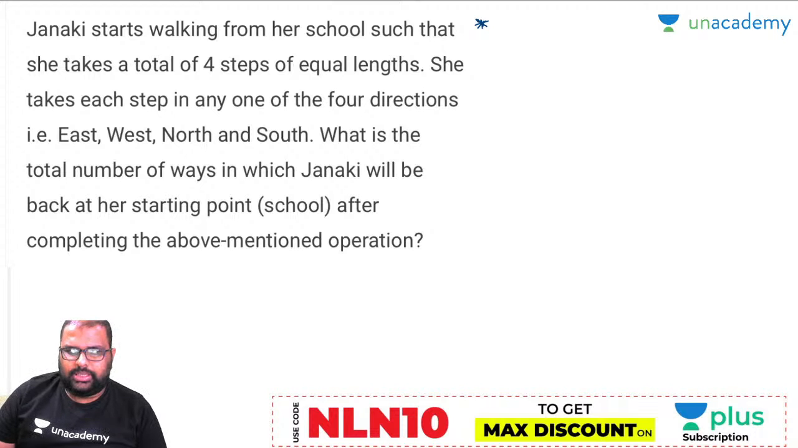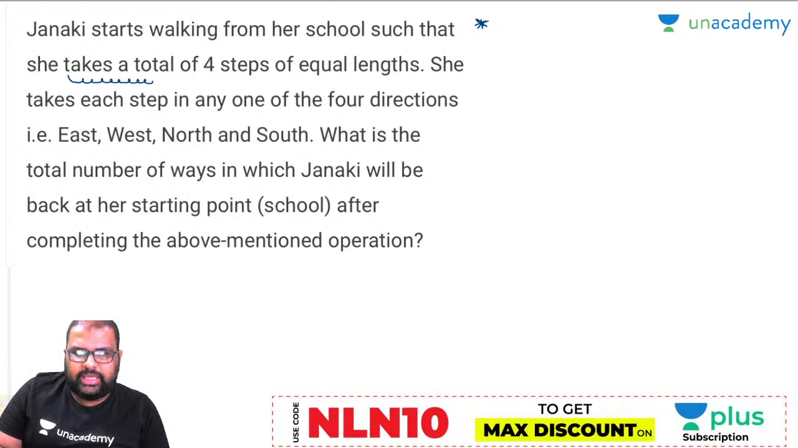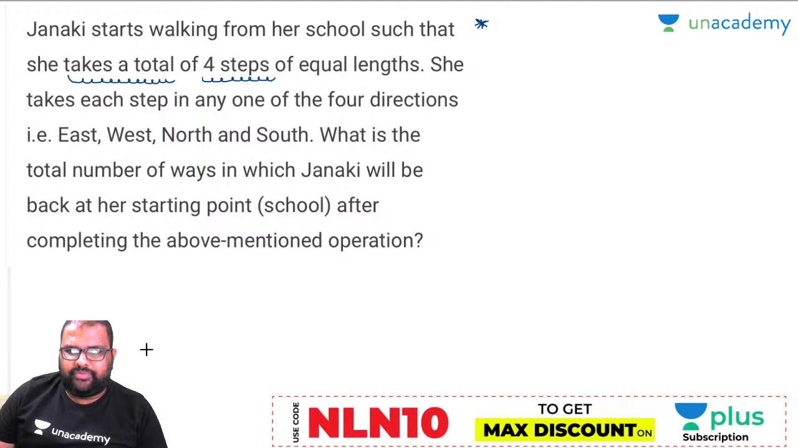Now look here: Janaki starts walking from her school such that she takes a total of 4 steps of equal lengths. She takes each step in any of the 4 directions: east, west, north and south. What is the total number of ways in which Janaki will be back at the starting point, school, after completing the above mentioned operation?